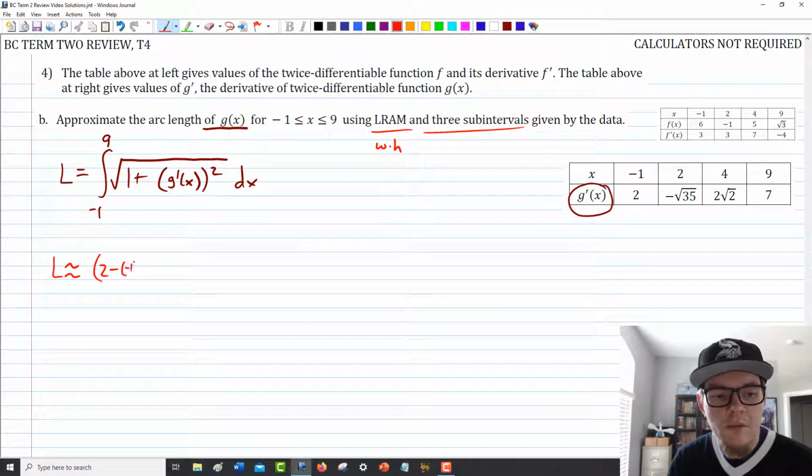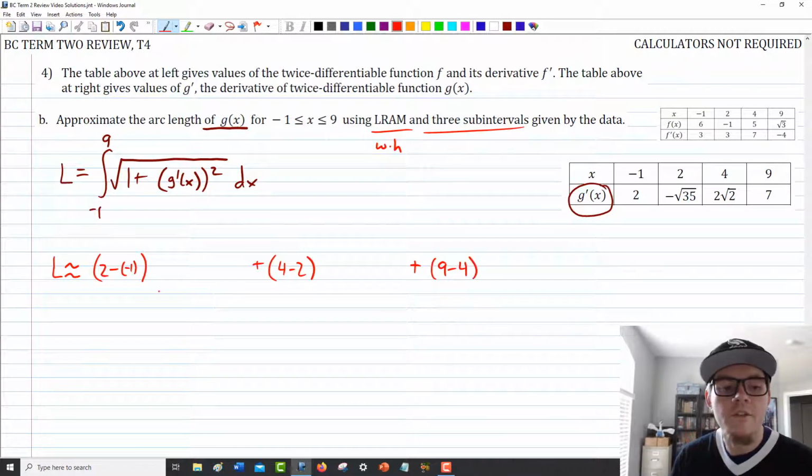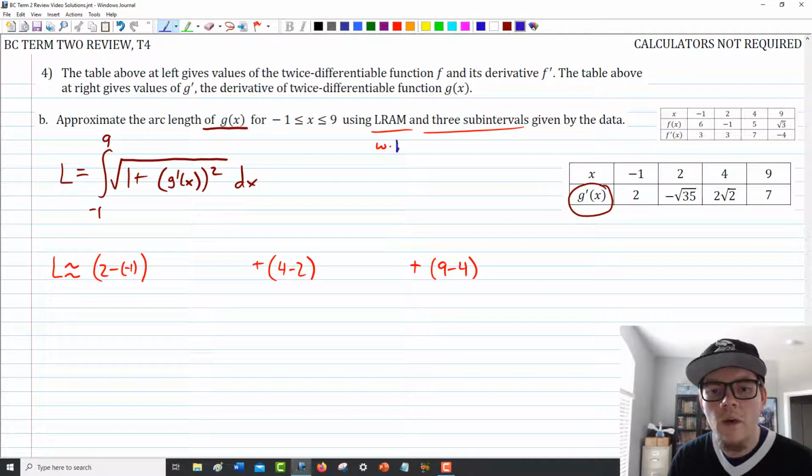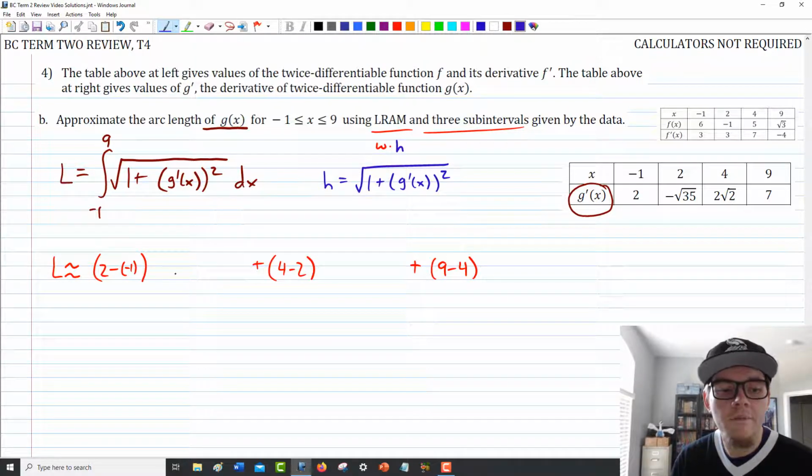It'll be 2 minus a negative 1 for the first one. Then we'll leave some space. Then we'll have 4 minus 2. And we'll leave some space. And then we'll have 9 minus 4. So each of those corresponds to a width. The other thing we want to include is the heights. And the heights are going to be based on the square root of 1 plus g prime of x squared. That's going to be the structure, at least for what we have.